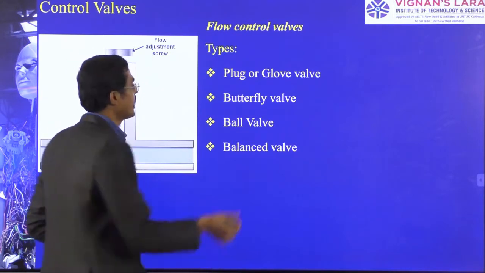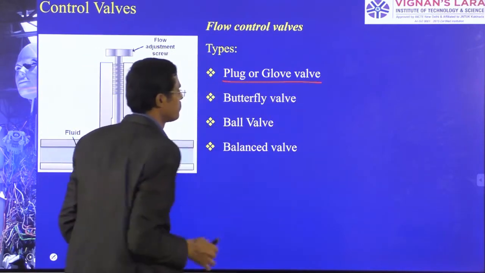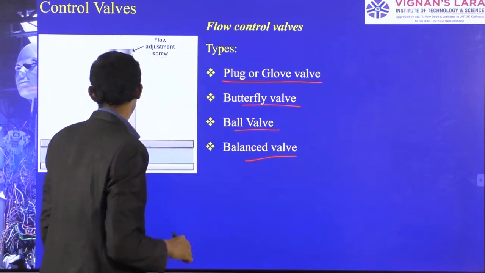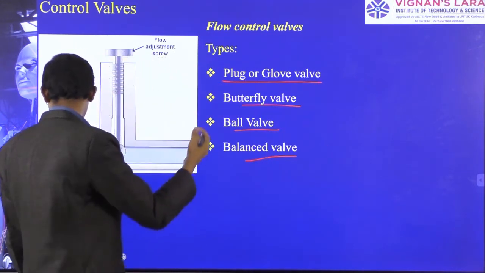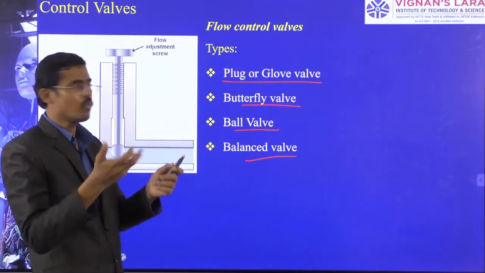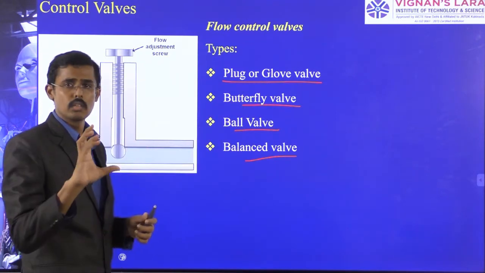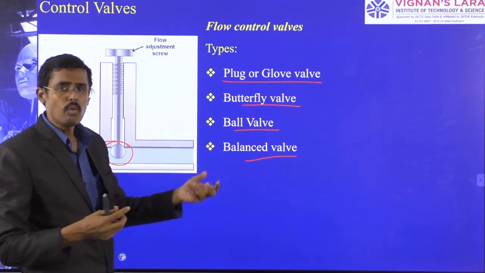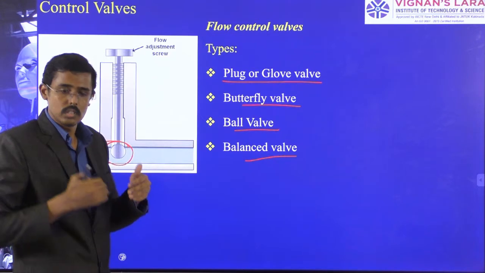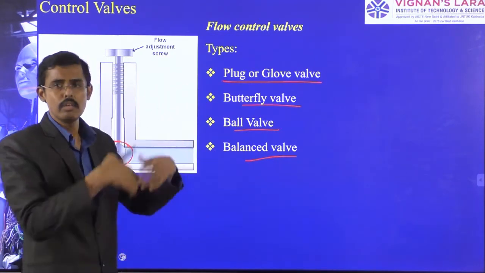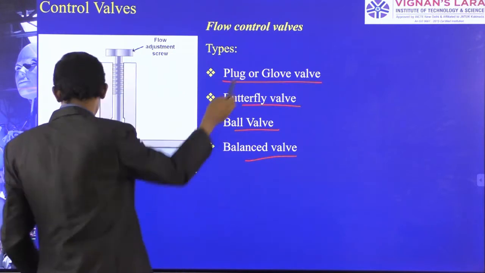So for that I have taken a plug valve, butterfly valve, ball valve, and balanced valve. It means the valve opening will be in the form of a butterfly, the valve opening in the form of a ball. This is the ball. The valve opening in the balanced valve is both ways, to A and to B. Balanced, it will take the exit. So we will see one by one.